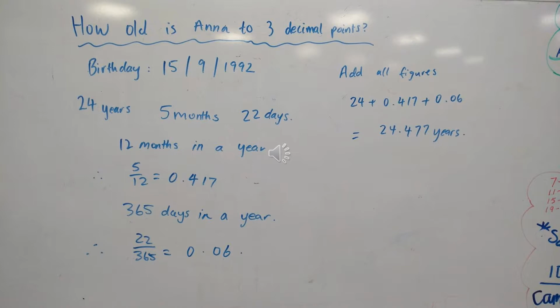So 24 years plus 0.417 plus 0.06. Using the calculator to add these figures, we worked out that I was 24.477 years.